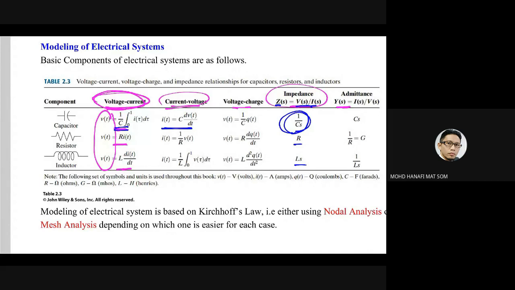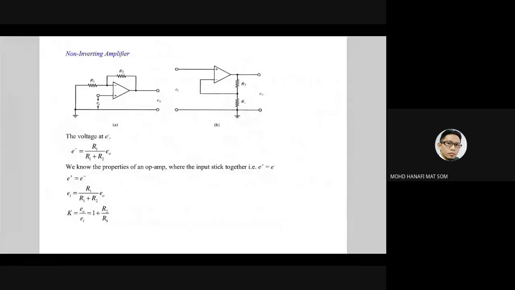So next one is the non-inverting amplifier. Okay, for the non-inverting amplifier, we can have the analysis similar to the inverting amplifier. We have two properties of the op-amp that we must take into consideration. The first one is there is no current flowing into the op-amp. The second one is that both input terminals stick together. Before we proceed, we can convert the figure in A to figure in B.